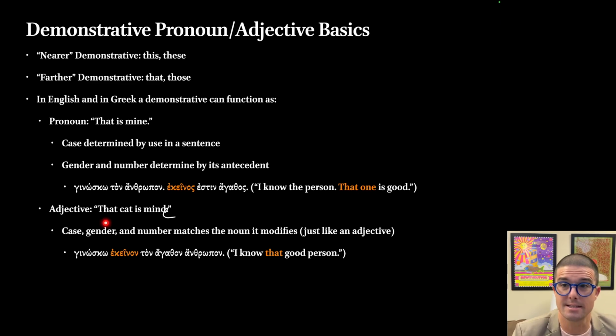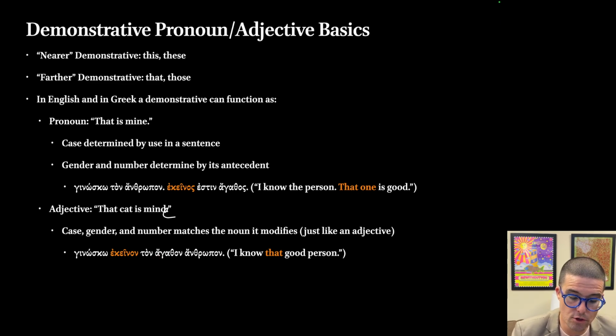The "that" is the farther demonstrative pointing to the cat that's over there, but it's saying that particular cat. The cat is being modified by "that." It is pointing out which cat it is, so it's an adjective modifying the cat. Here in Greek, gnoskon ekenon ton agathon anthropon, I know that good person.